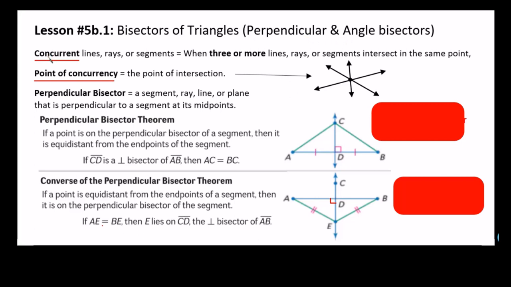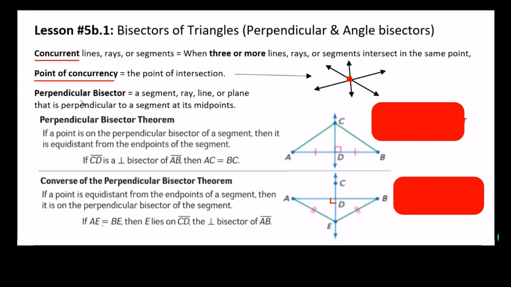First of all, let's talk about some vocabulary words. They are concurrent and point of concurrency. Whenever you have three or more lines, rays, and segments that intersect in the same point, for example, here in this drawing, we have three lines that intersect in the same point, then we say these lines are concurrent to each other. And we also say that this point where they meet, where they intersect, is called the point of concurrency.